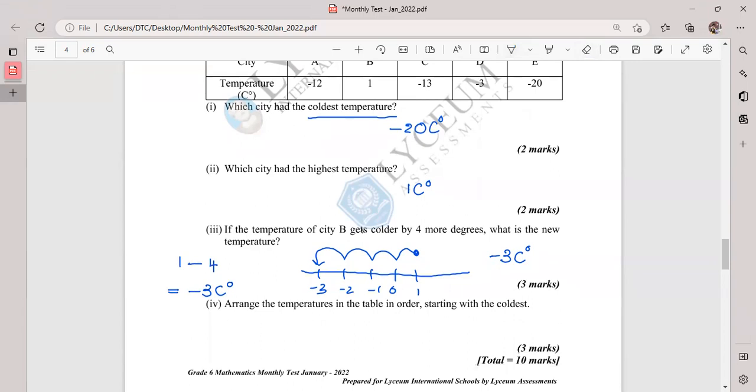Arrange the temperatures in the table in order, starting with the coldest. Which one will be the coldest, children? -20, right? So then the next one, -13, right? So then -12. So then -3, then +1, right? This is how you arrange the temperatures starting with the coldest, or else the smallest value, right?